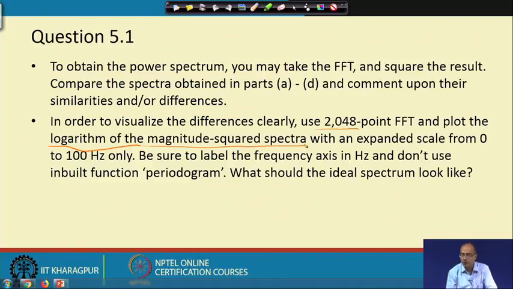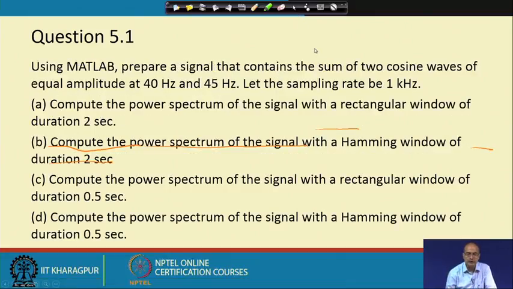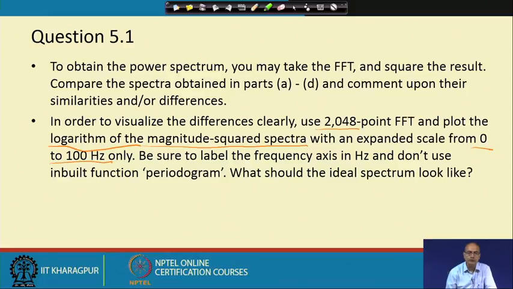So, we need to plot that in the log scale, and we should concentrate only on the frequency 0 to 100 hertz. In this case, as you recall, the sampling frequency is 1 kilohertz. So, we have quite a big range compared to the frequency of the signals. The two frequencies are 40 and 45. As we have two signals at 40 and 45 hertz, there is no point in looking into the whole range. So, we should concentrate on the part 0 to 100 hertz only.